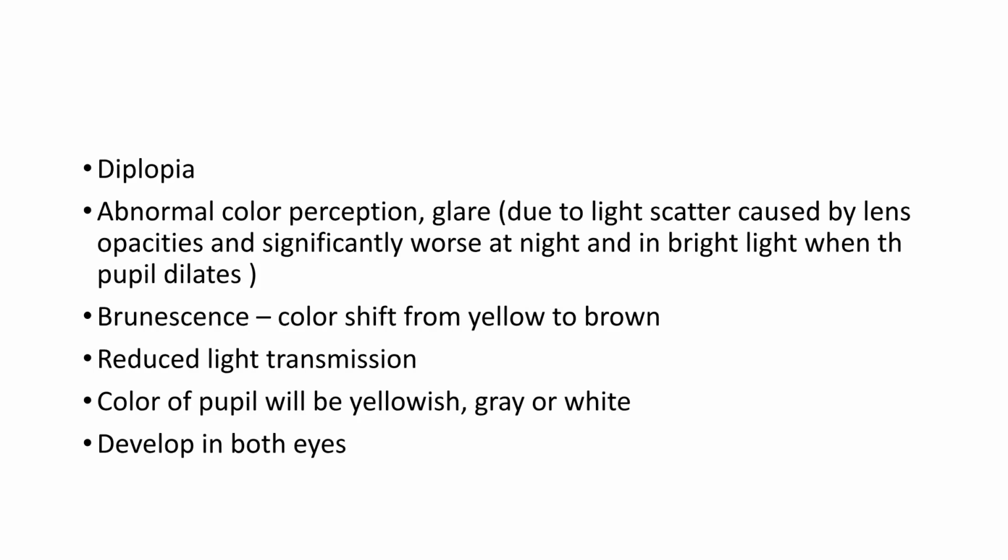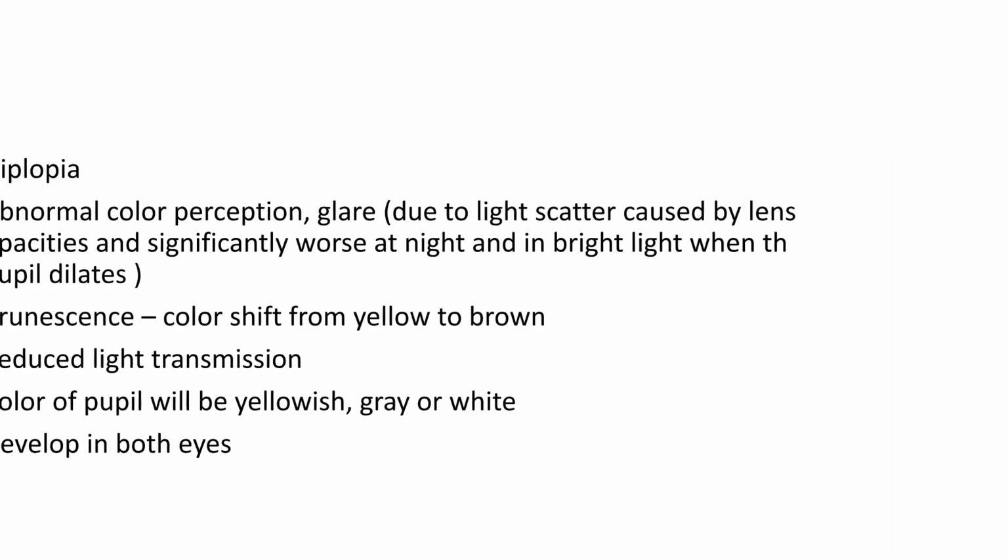Brunescence, a color shift from yellow to brown, reduced light transmission, and a yellowish, gray, or white pupil color are also signs. Cataracts typically develop in both eyes.